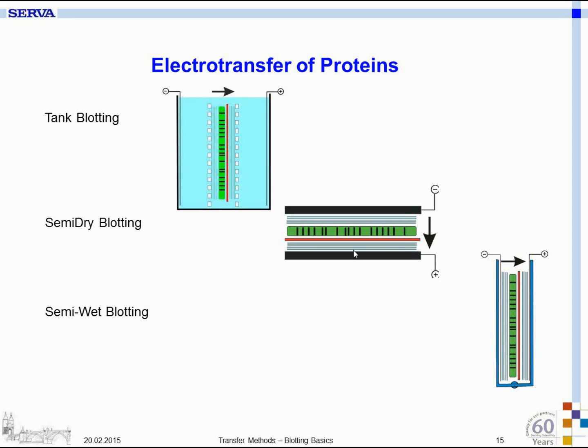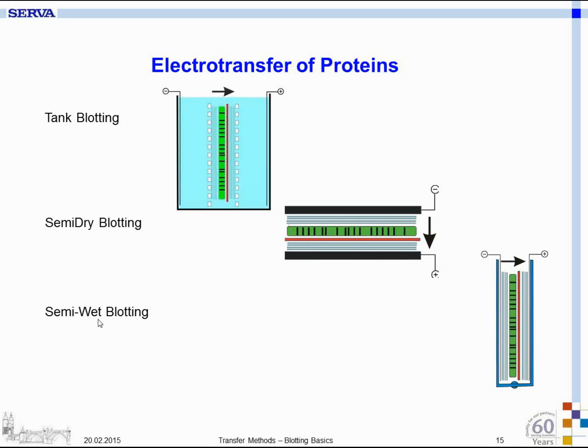A couple of years later, namely in 1984, semi-dry blotting was introduced. This no longer needs the large volumes of buffer. You just have plate electrodes, graphite or titanium. There are new materials on the market here also. And here you only need filter paper soaked in the buffer and not the big buffer volume. These systems are usually not cooled.